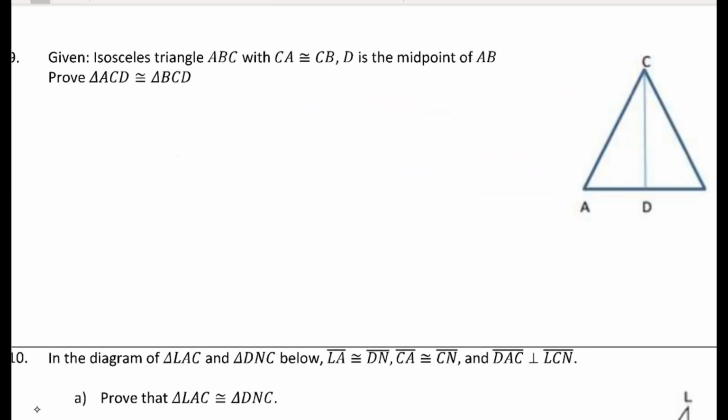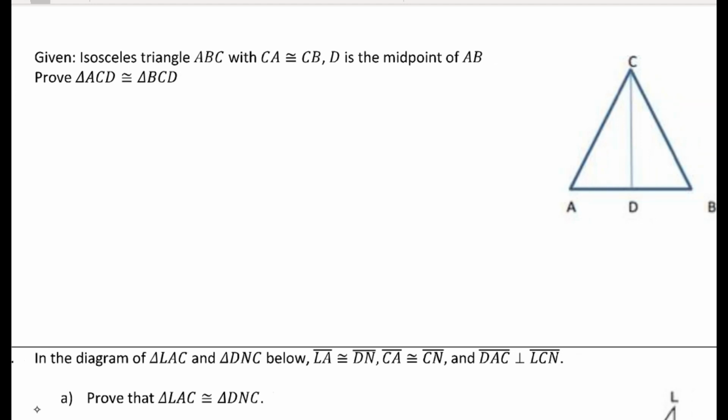Given isosceles triangle ABC with CA congruent to CB, D is the midpoint of AB, prove triangle ACD is congruent to triangle BCD. So the first thing I'm going to do is mark up my picture. They're telling me that CA is congruent to CB, that's given, and that D is the midpoint of AB. So if D is the midpoint, that would mean that AD is congruent to DB. So I'm going to start my proof now.